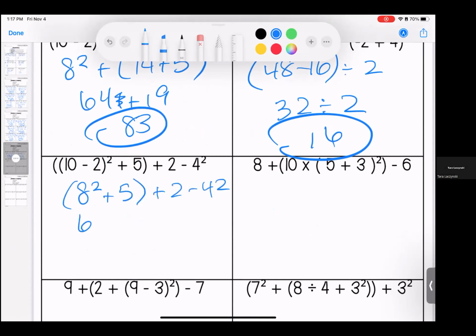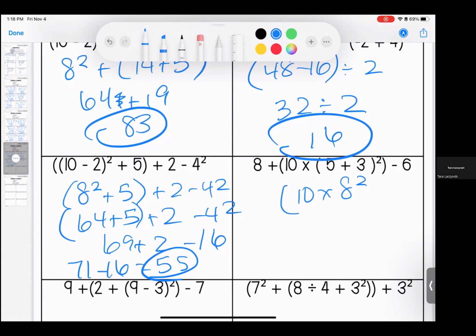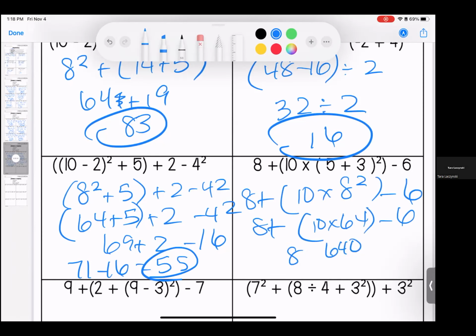Over here, double parentheses, watch the layers. 5 plus 3 is 8. That's where our squared goes. 8 squared, 8 times 8 is 64, times 10 is still within our parentheses. 64 times 10 is 640. Last step, 8 plus 640 is 648, minus 6 is 642.